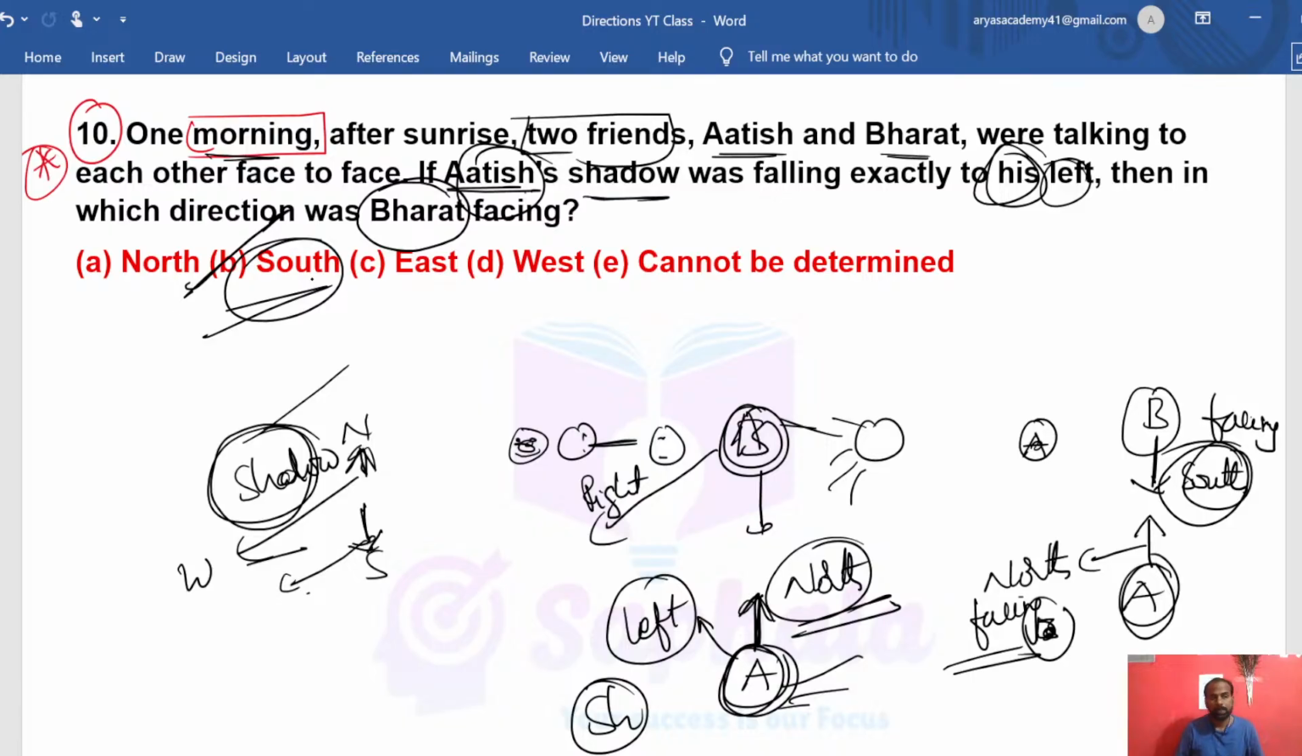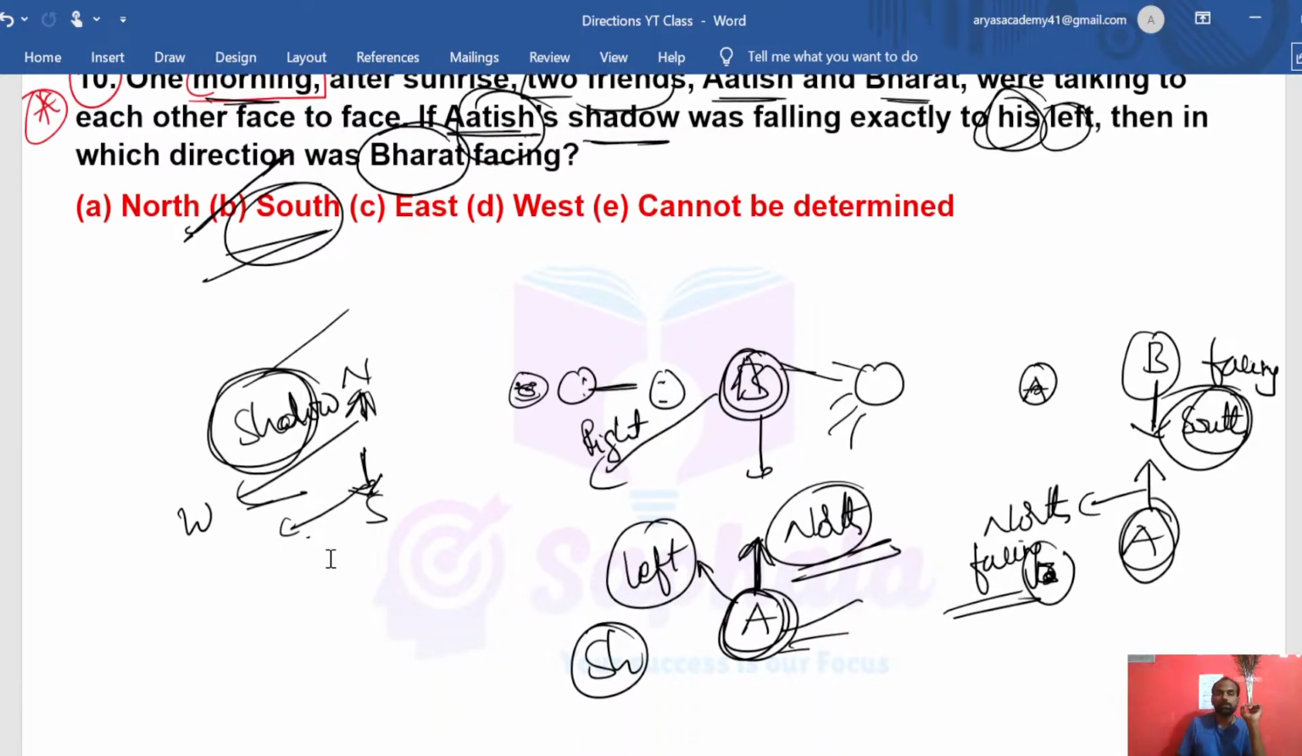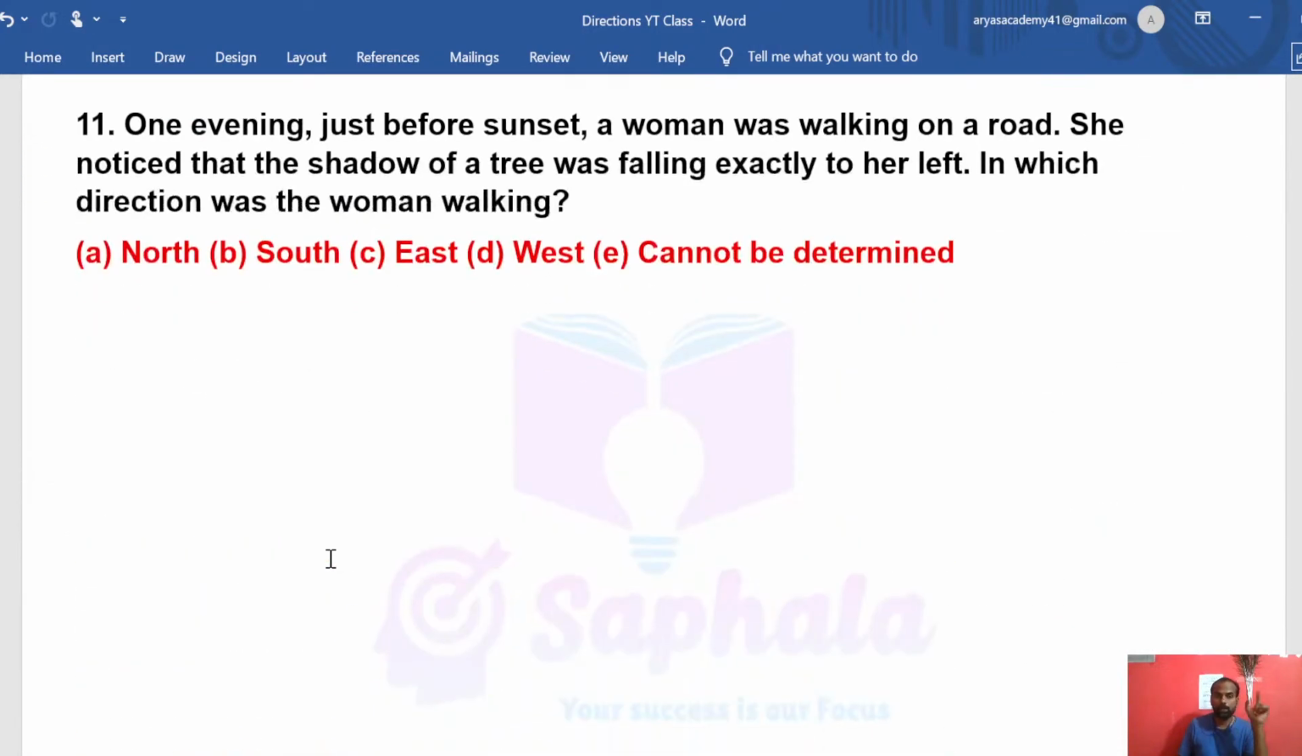Okay, so hope you understand the concept. If not, it is better that you go back and watch part 1 of directions, where I have explained the concept of shadow. Then you will understand easily. These are not very difficult questions; you just need an idea of the basic concept. Can you solve this question number 11 and post your answer in the comments please.